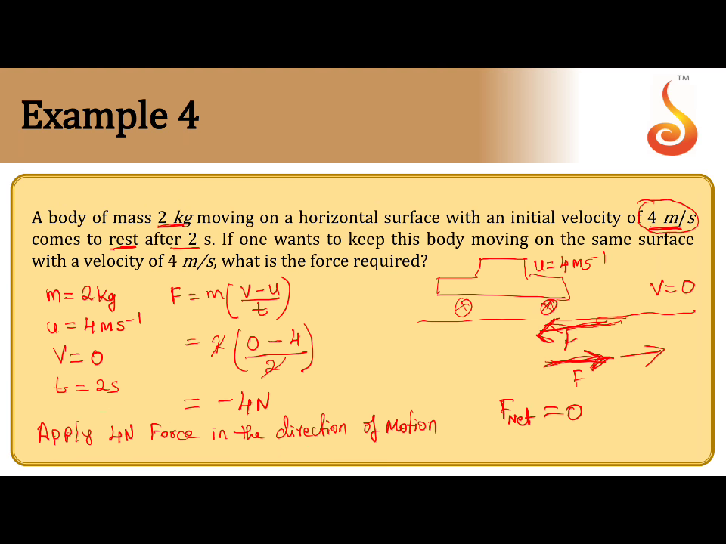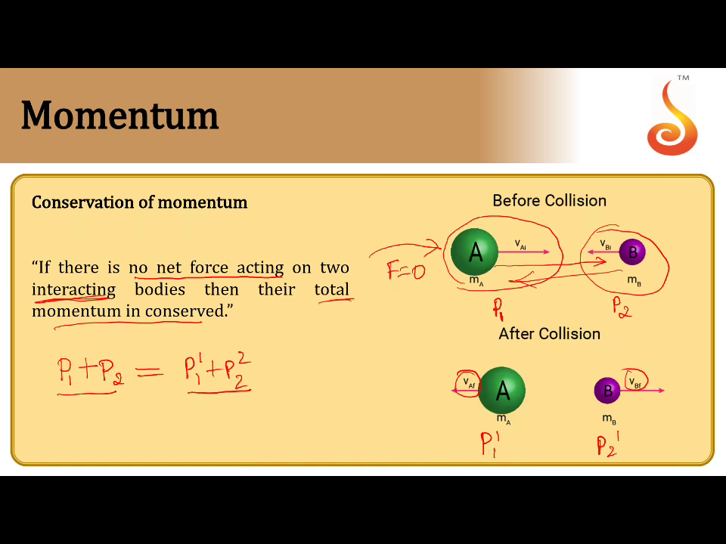Then we discussed about the force required to keep the body moving with the same velocity. A car traveling at 4 meter per second, due to frictional force, it would come to rest. If I exert an equal quantity of force in the opposite direction, the net force will be equal to 0. According to Newton's first law, when there is no net force, the body continues to move in the same direction, with the same speed. So we substituted in this formula and found what is the retarding force. That retarding force itself is the force that I need to add in the opposite direction.